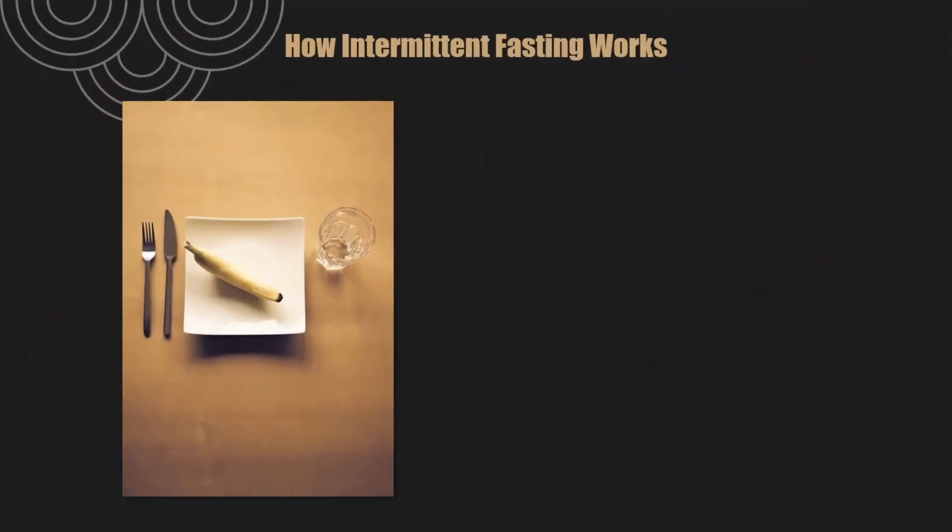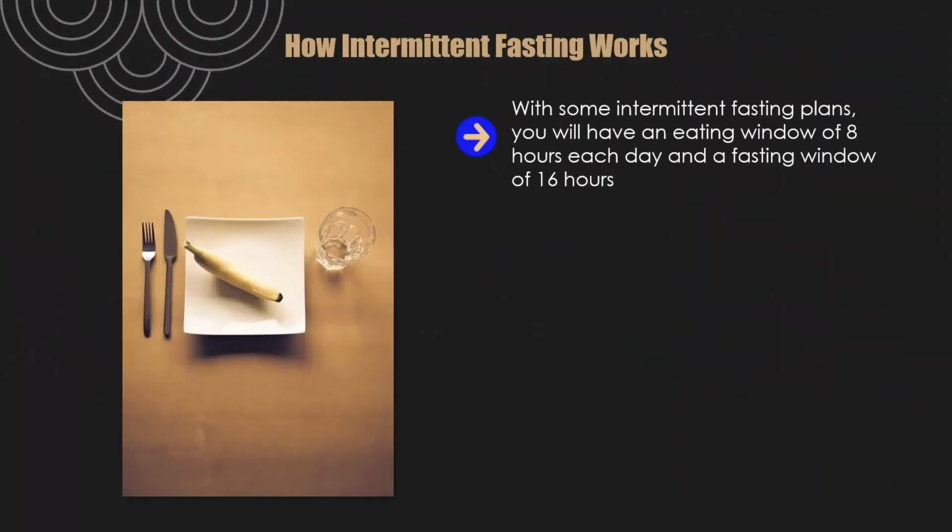How intermittent fasting works. With some intermittent fasting plans, you will have an eating window of 8 hours each day and a fasting window of 16 hours. This means that you need to consume calories during the 8-hour window. So, you will consume less calories than you need during the 8-hour window, a calorie deficit, and when this is over and you are into the fasting period, your last meal will be digested around 3 to 4 hours into the fasting window.